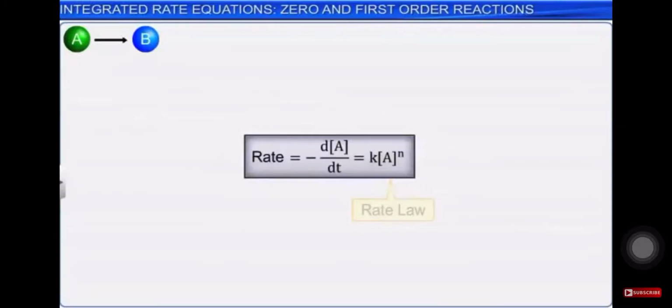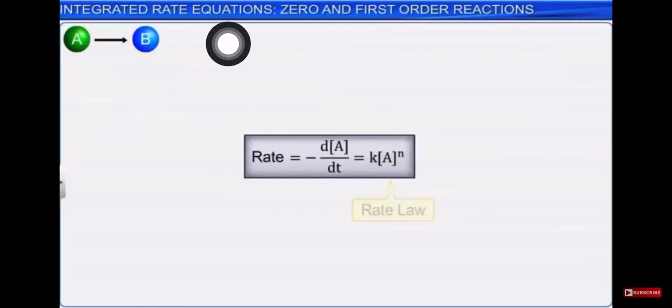Last time we have seen the last portion of our effects, that is factors influencing your rate of reaction. So today we are going to start another section, that is 4.3, integrated rate equation. In this integrated rate equation we are going to see zero order reaction and first order reaction.